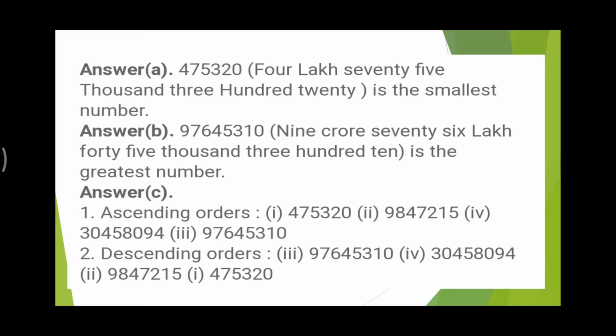And for the ascending order, you can write numbers in this way: 4,75,320. After that 98 lakh 47,215. After that 3 crore 4 lakh 58,094. And after that 9 crore 76 lakh 45,310. In descending order, you can write from the greater to smaller. Same order you will write in reverse.